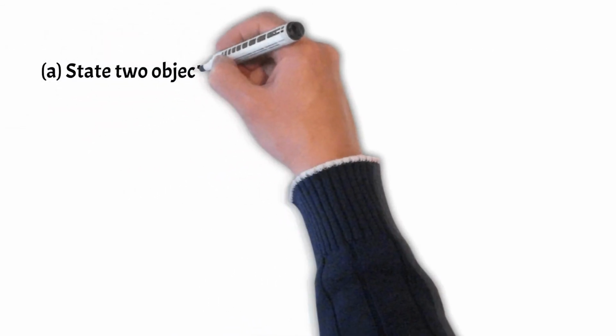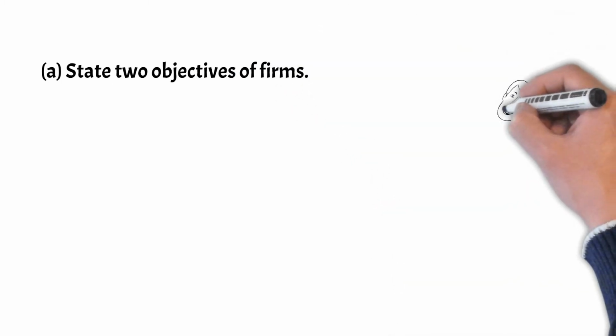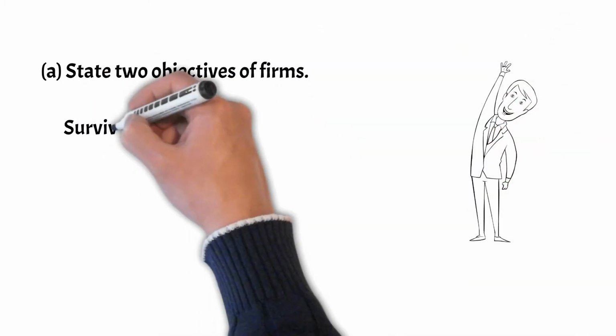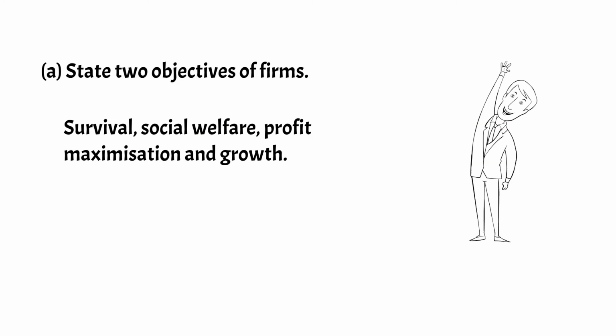First question, state 2 objectives of firms. Again, this is a knowledge question. 1 mark each for 2 in total from this list. Survival, social welfare, profit maximization and growth.